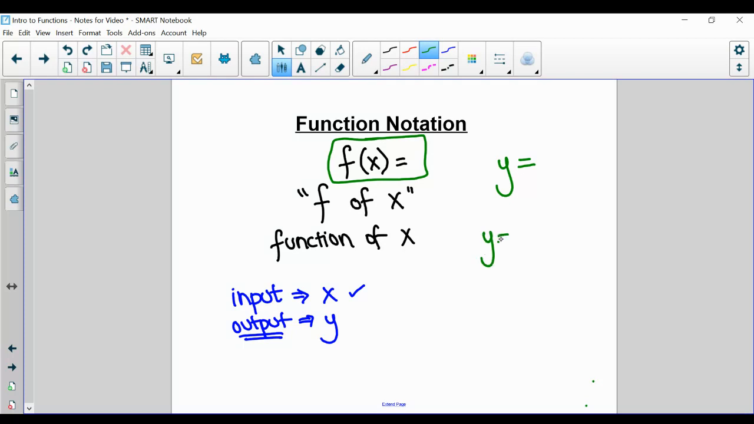So for example, we could have y equals 2x plus 3, and I could write that as f of x equals 2x plus 3. My output of y depends upon x, what I put in. This y and this f of x essentially mean the same thing. It's just a fancy way of writing it.